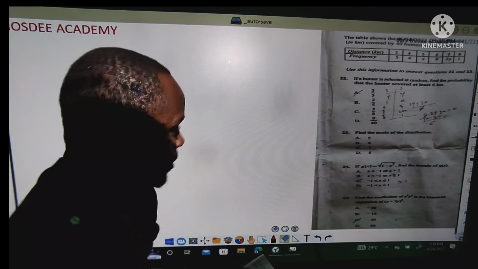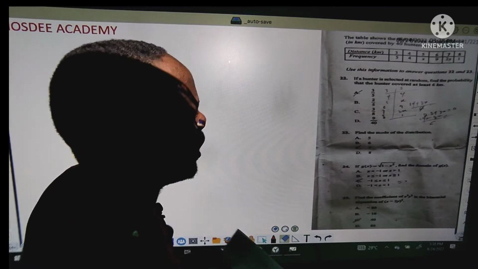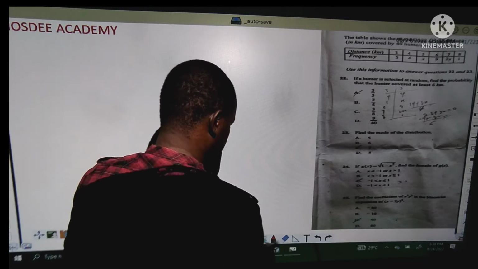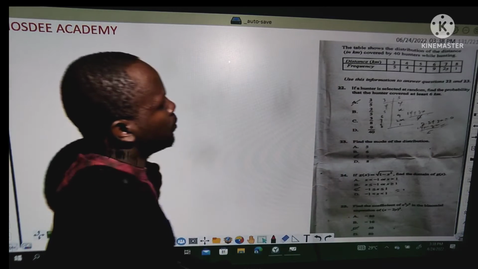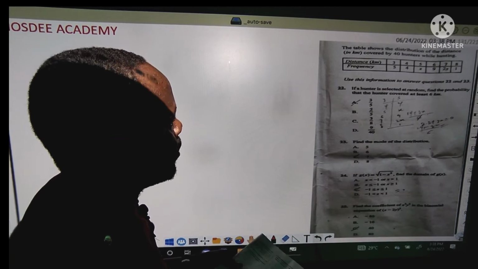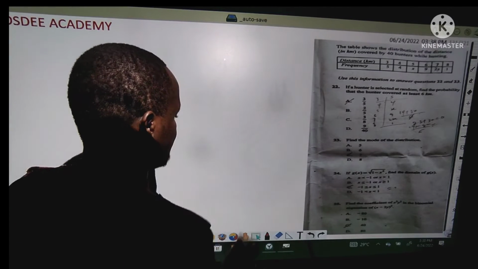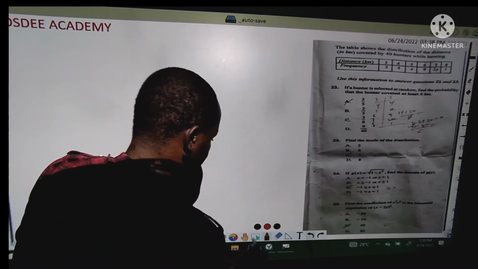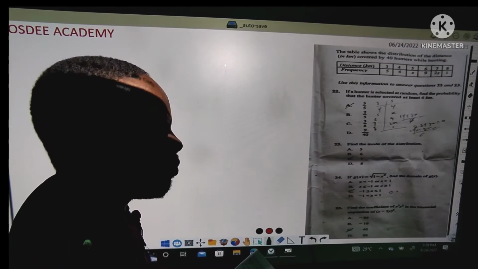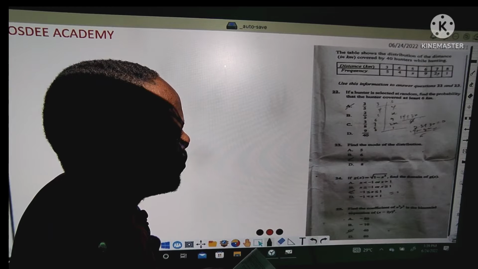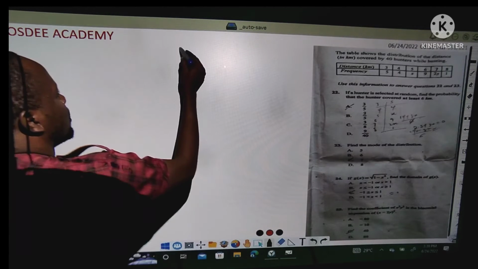Question 22 of 40. So we need to increase our pace. Apologies. The table shows the distribution of distance in kilometers covered by 40 hunters. I have to work with time. So we have that table. If a hunter is selected at random, find the probability that the hunter covers at least 6 kilometers. So at least 6 kilometers means greater than or equal to 6.